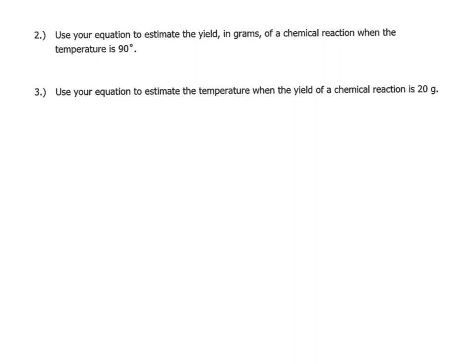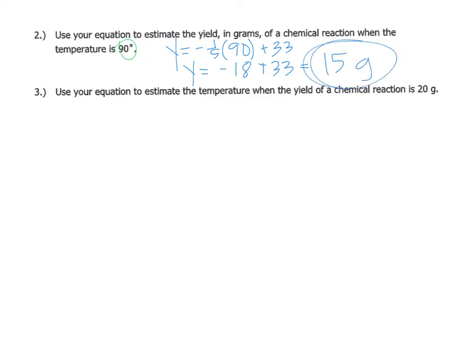So we're going to now use our equation to estimate the yield in grams of a chemical reaction when the temperature is 90 degrees. So if you were to look at the graph, temperature is our x value. So we're going to plug 90 in for x. So y equals negative 1/5 times 90 plus 33. The first thing we need to do is multiply 90 by negative 1/5. So that's the same thing as 90 divided by negative 5. So y equals negative 18 plus 33. And it is 15 grams.